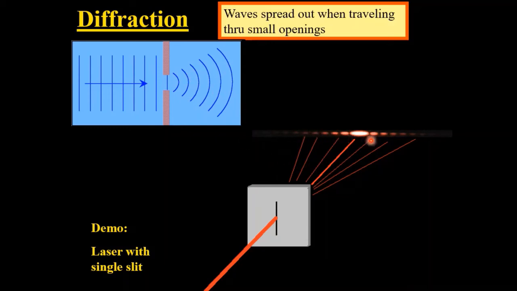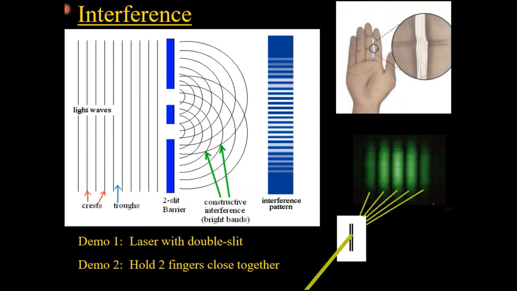So this pattern shown back here is an actual photograph of what a laser looks like when it's shined through a vertical slit. We end up with a horizontal spreading of the laser light. And notice there are little light and dark spots. This is called interference, which we're going to talk about next.